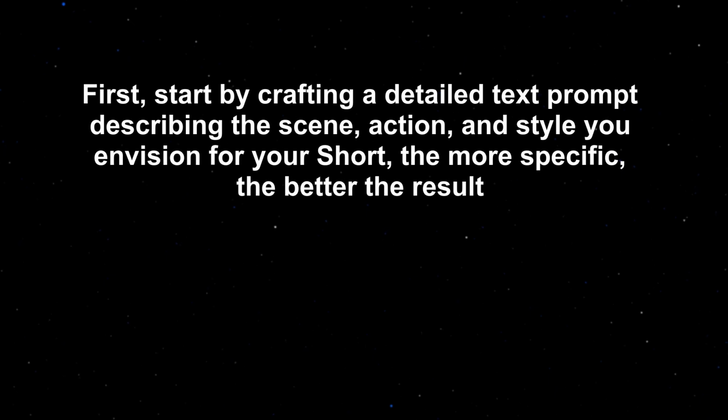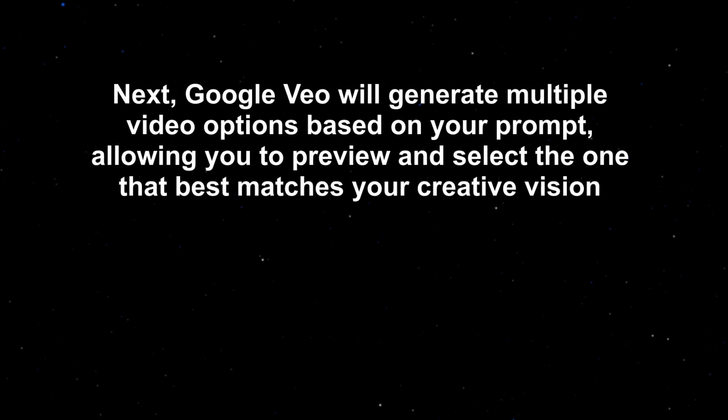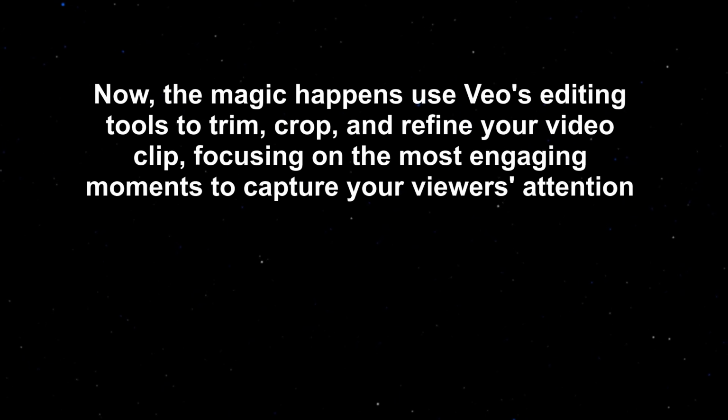The more specific, the better the result. Next, Google Veo will generate multiple video options based on your prompt, allowing you to preview and select the one that best matches your creative vision. Now, the magic happens. Use Veo's editing tools to trim, crop, and refine your video clip, focusing on the most engaging moments to capture your viewers' attention.